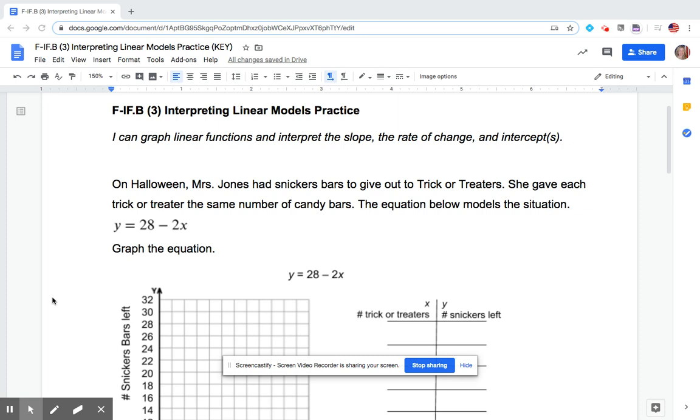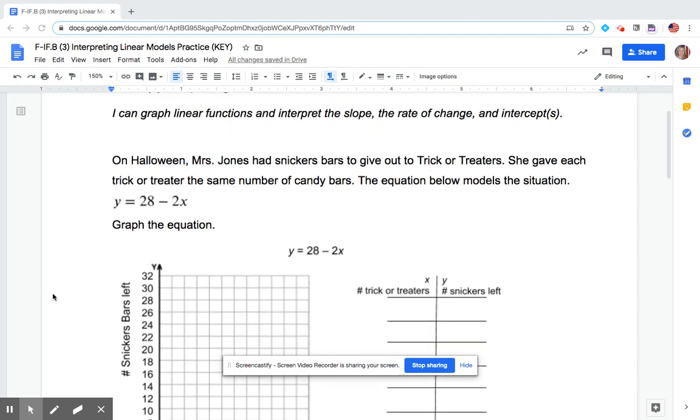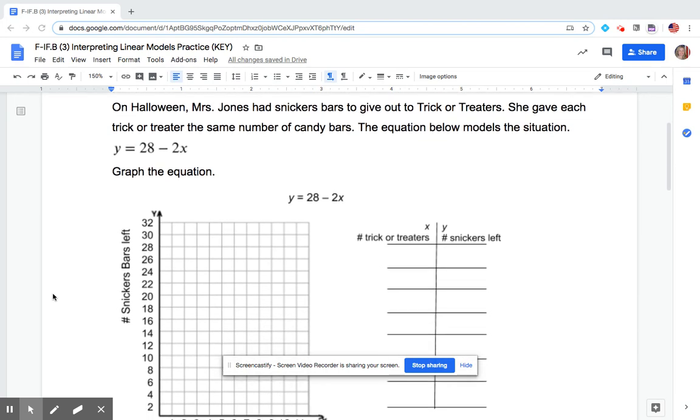In this lesson, we'll be graphing linear functions, and we'll be interpreting the slope, rate of change, and intercepts in terms of the context that's given. Here's the word problem. On Halloween, Mrs. Jones had Snickers bars to give out to trick-or-treaters. She gave each trick-or-treater the same number of candy bars. The equation below models a situation, y equals 28 minus 2x.